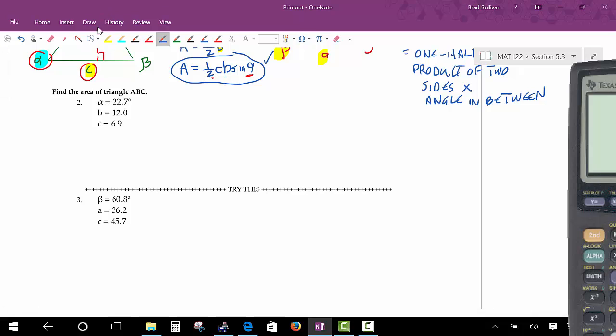All right, so I'm going to do this problem here, and let's start by drawing a triangle of some sort. It doesn't have to be drawn to scale necessarily. Let's draw it out and let's find the area.